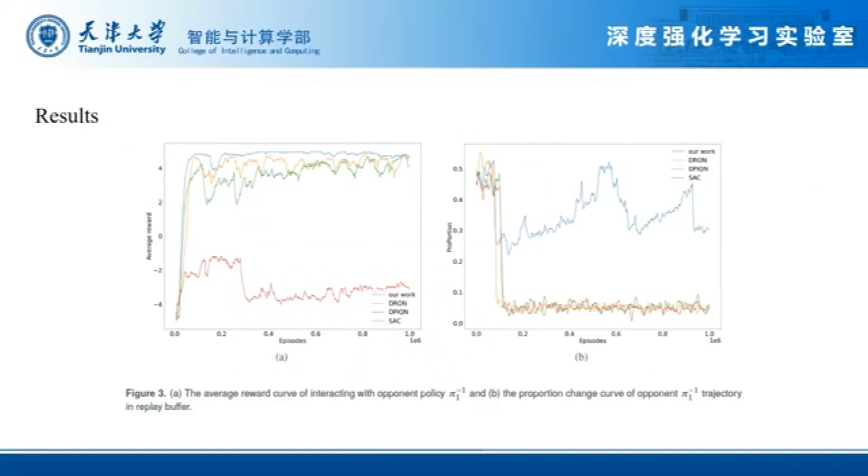From the experimental results, it can be seen that our method outperforms vanilla SAC and also outperforms existing opponent modeling algorithms, DRON and DPIQN. This is due to the fact that we keep the data balance in the replay buffer. When the proportion of a certain type of opponent policy data in other methods decreases to 5% as its frequency decreases, our method still maintains its proportion at 13% to 50%, thus avoiding strategy forgetting.